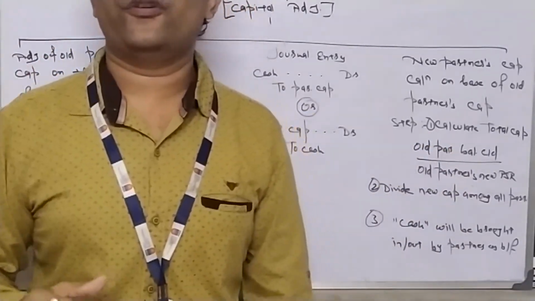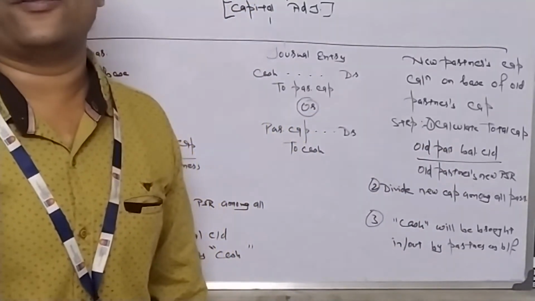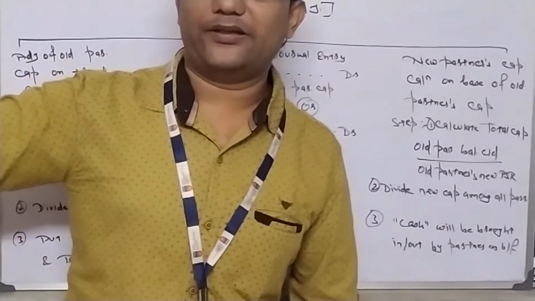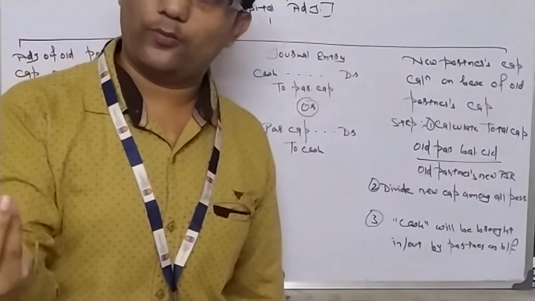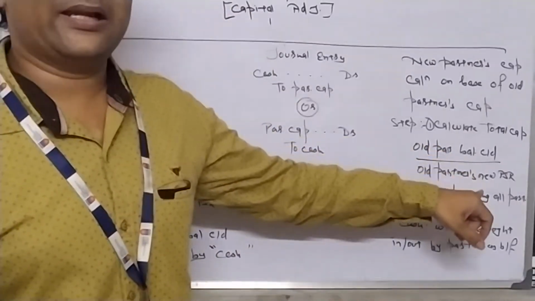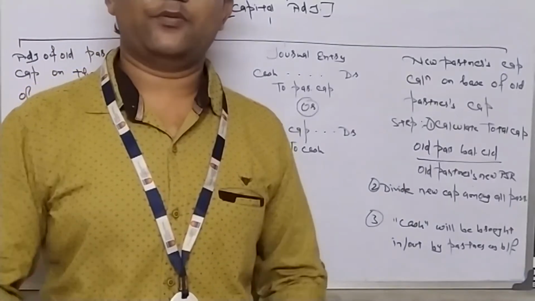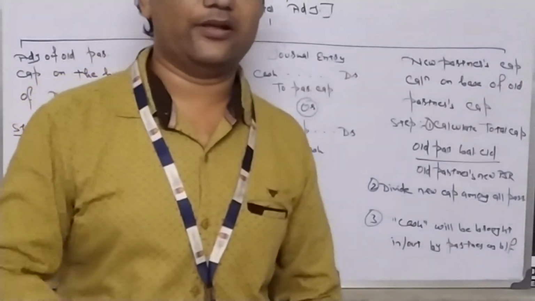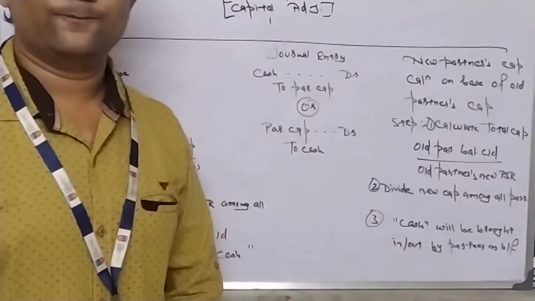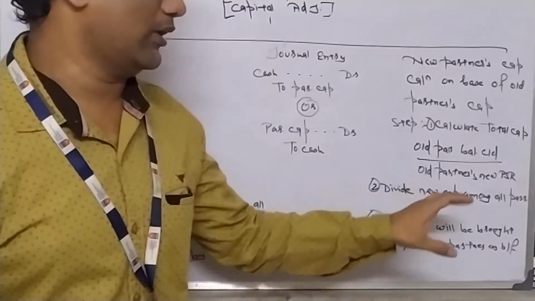I will divide that figure by 4 by 5 because Mr. C has been admitted for 1/5 share. So A and B remaining share is 4 by 5. So 4 lakh divided by 4 by 5. That means 4 lakh into 5 divided by 4. 4 lakh into 5, 20 lakh divided by 4. It will come to 5 lakh. My 5 lakh will be my new total capital.